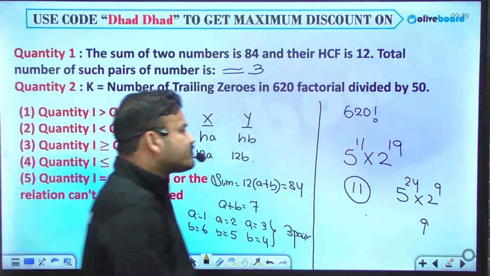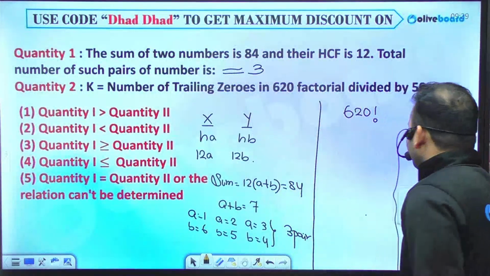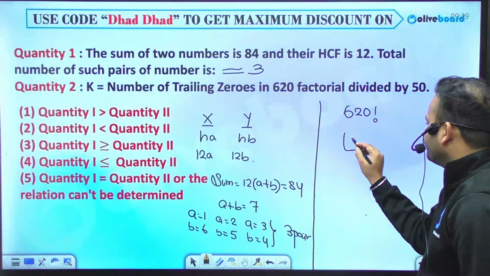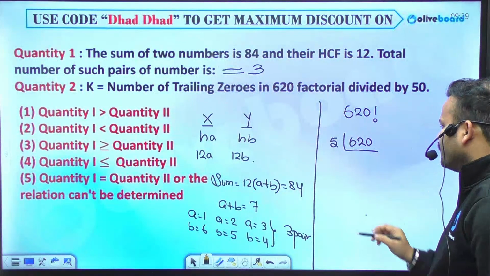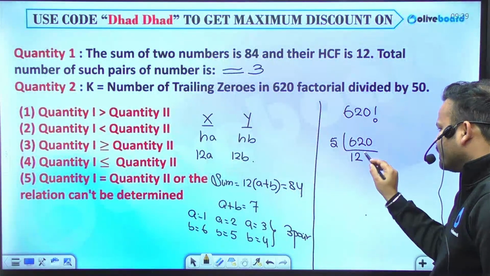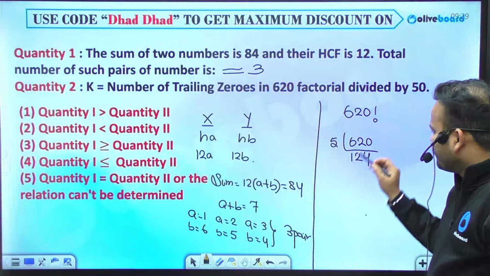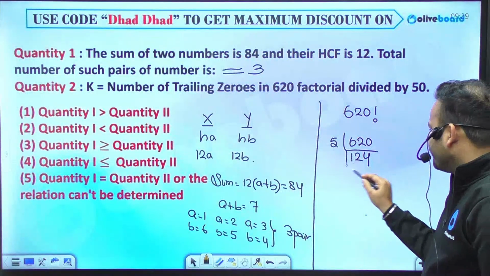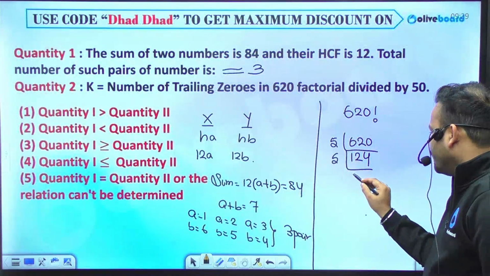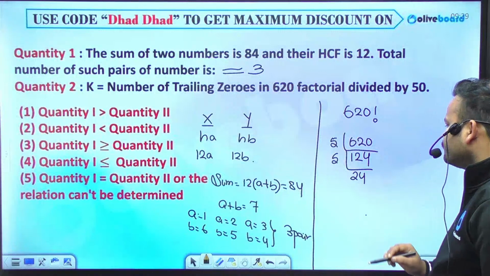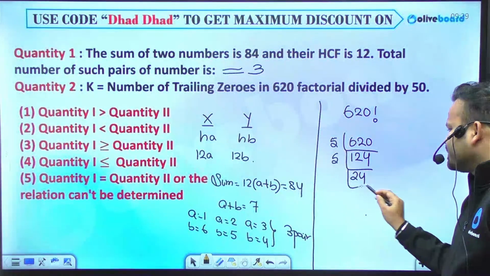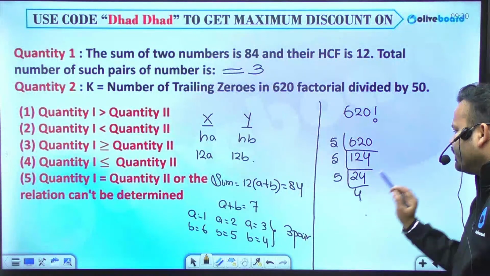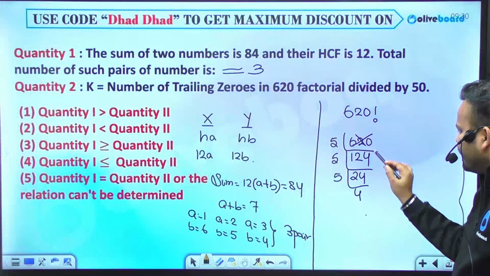तो 620 factorial में let's count the number of 5. How to count the number of 5? I am dividing this by 5. 12 times of 5 कितना हो गया आपका, 60 हो गया. So this is 124 times. 12 times of 5 is 60, 124 times. So 5 से काटो. 24 times is 120. 24 बार में कट गया ये. 5 से काटो. 4 बार में कट गया. ठीक है. Now remove this and add all this value.